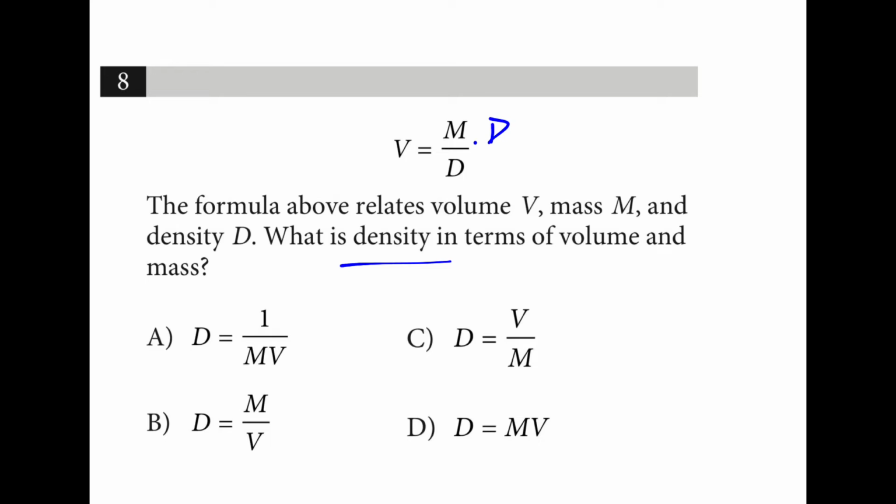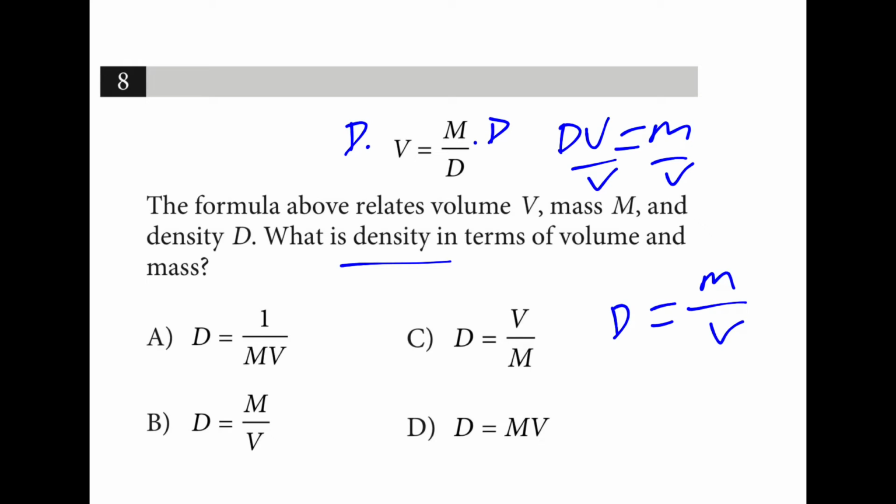So if I multiply both sides by d, I get dv is equal to m, and then I divide by v. And I get that density is equal to mass over volume, which is a pretty familiar equation.